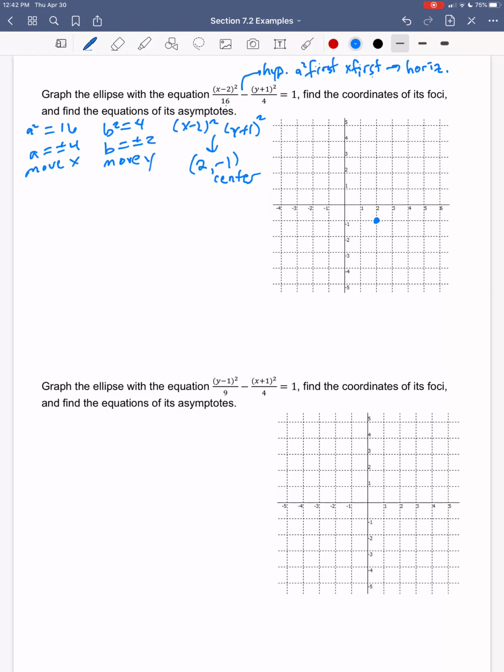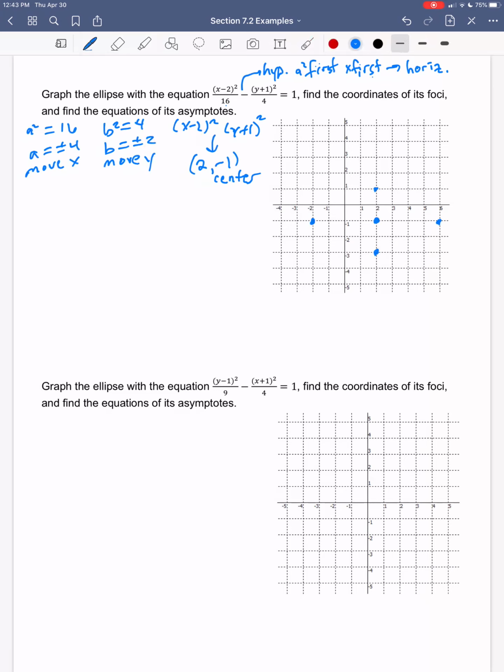I look at a, I'm supposed to move 4 in the x direction. Start at this center, don't start at 0, 0. I count over 4 to the left and 4 to the right. Oh, this graph's going to be a little off here. I'm not going to have a lot of room. For y, I'm going to go up 2 from the center and down 2 from the center, right? I'm just using these values from a and b that I have over here.